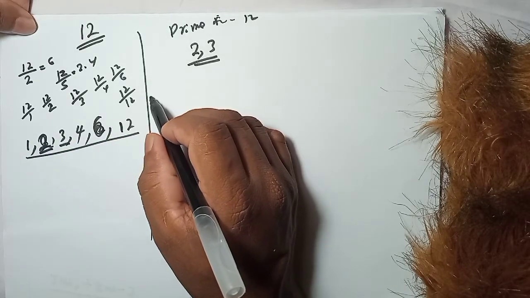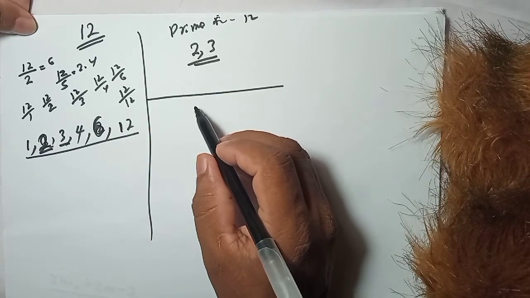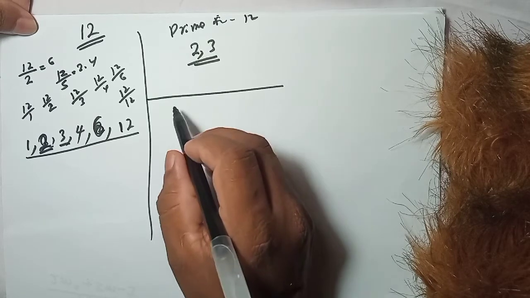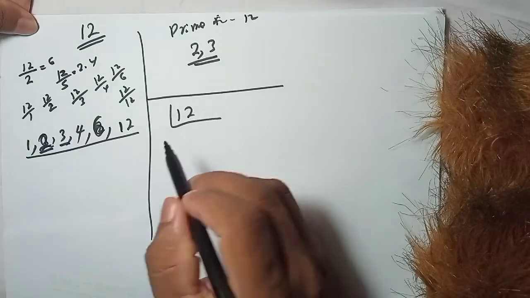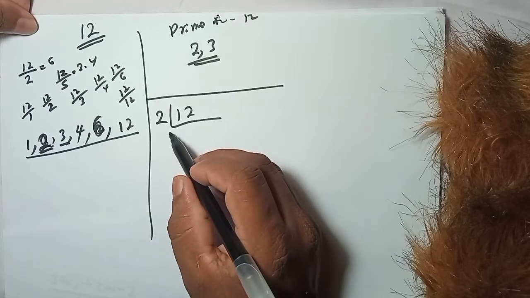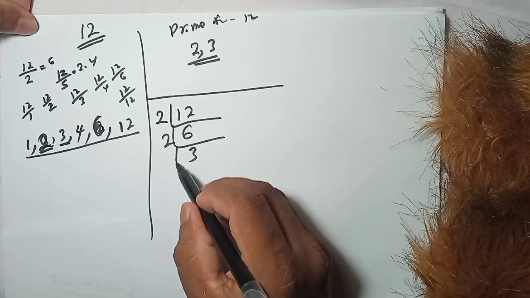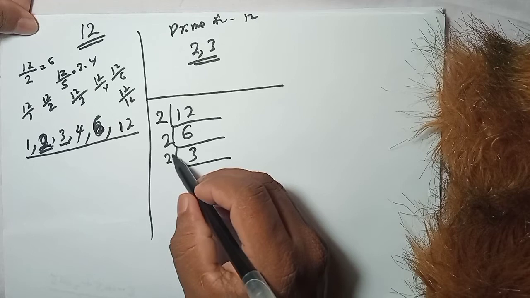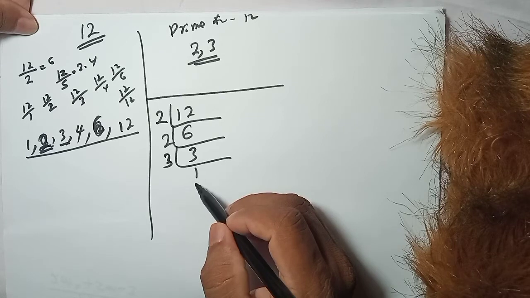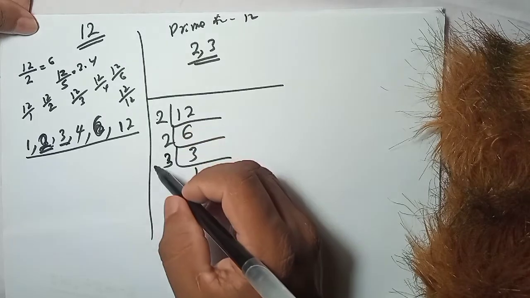Now if they ask you to write 12 as a product of its prime factors, normally product means multiplication. What should we do? Divide 12 by 2, the lowest prime number. The answer is 6. Again divide by 2, the answer is 3. Again, you can't divide by 2, so let's divide by 3. The answer is 1. Here we divide by the lowest prime numbers, and the divisors must be prime numbers.